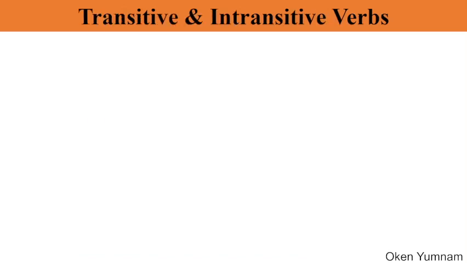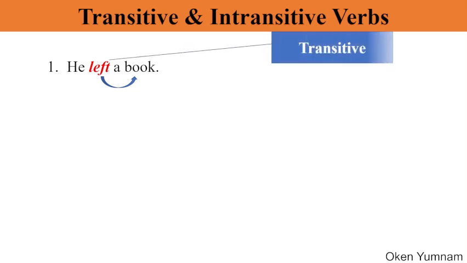Now coming to transitive and intransitive verbs. Let's look at this sentence. He left a book. He left what? You ask the question what or who to the verb. If you get an answer, here you get an answer. He left what? A book. So a book is an object. So the verb is transitive if it takes an object. Here the object is a book.